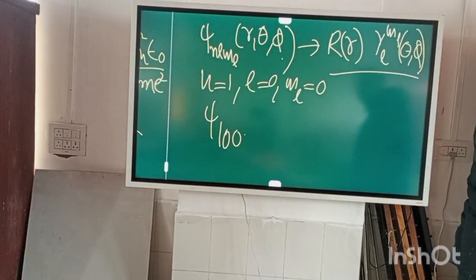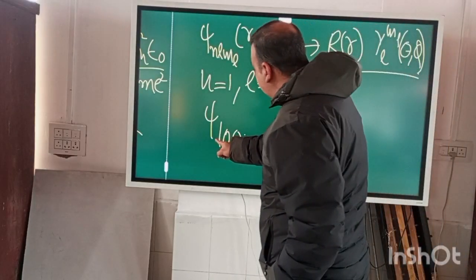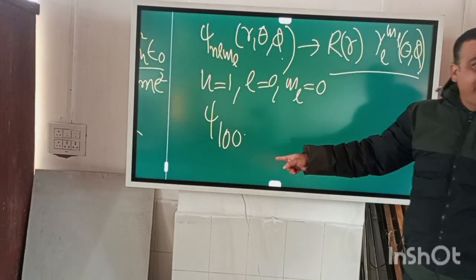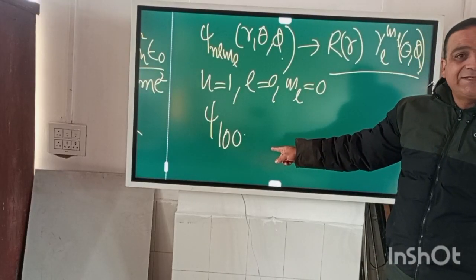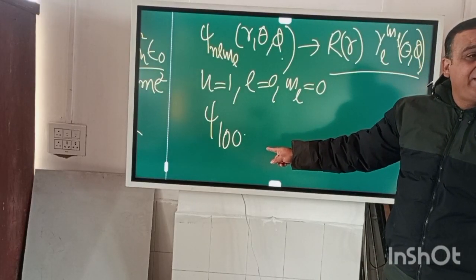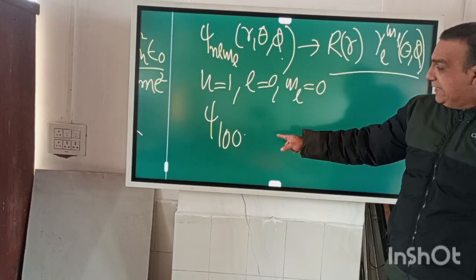Okay, so where we are right now. So we have, okay, I chose a special case. This is psi 1, 0, 0, right? This is over ground state of hydrogen atom, right?